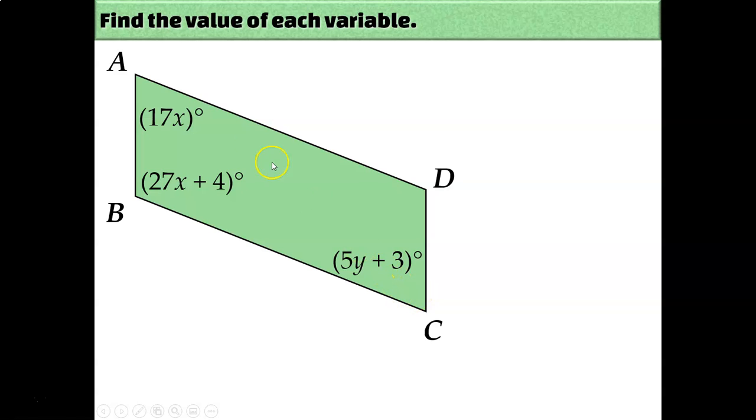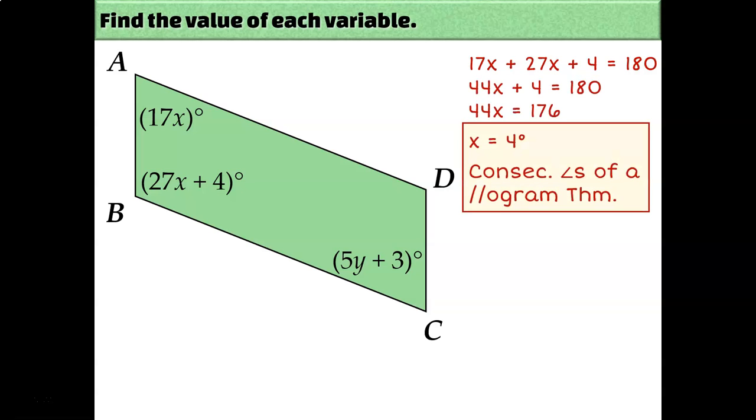So instead, you need to focus your attention on the two expressions that have x's. These two, angle A and angle B, are consecutive angles, and I know that consecutive angles are supplementary. So I can set those two variable expressions equal to 180 degrees and solve. So x must be 4 degrees because of the consecutive angles of a parallelogram theorem.